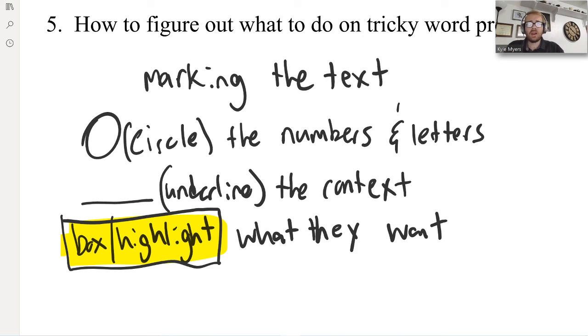Do that, and it will help you to figure out what to do on the word problem, because you can get rid of the fluff and just zero in on what's important. The numbers are important, the context is important, and what they want is important. Everything else is really just fluff. It helps you to understand the problem, but you don't really need it. So circle the numbers, underline the context, box or highlight what they want. And that is how you figure out what to do on tricky word problems.